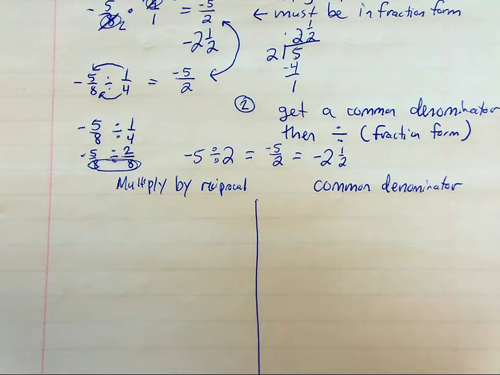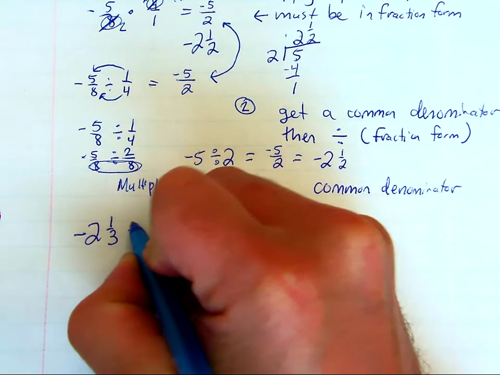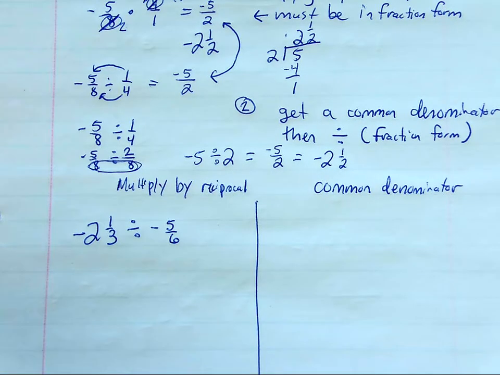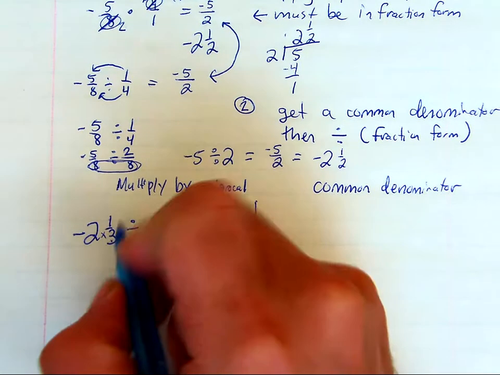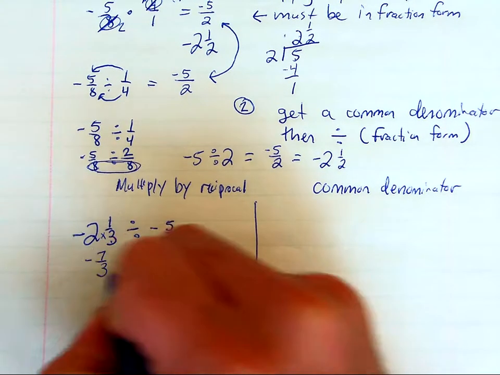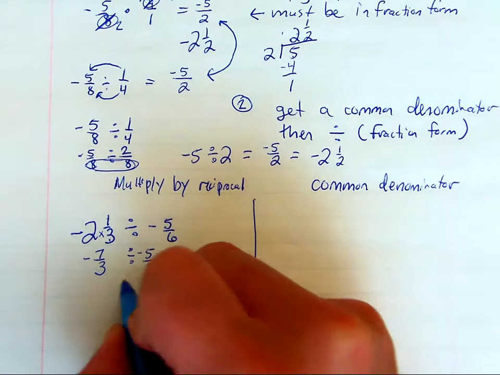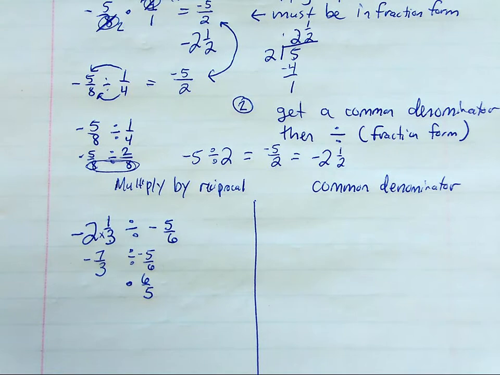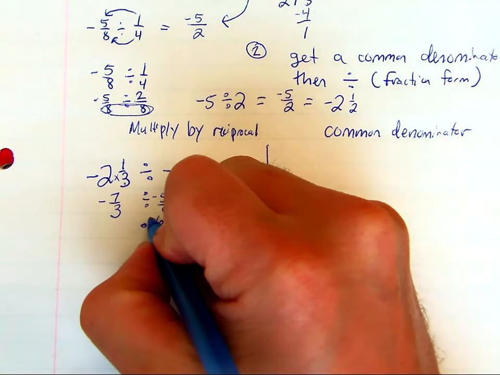Okay, so when we multiply the reciprocal, let's say we had negative 2 1/3 divided by negative 5/6. So again, fraction form first. That's 3 times 2 is 6, plus 1 is negative 7/3, divided by negative 5/6, where I want to multiply it by its reciprocal. So that's, again, the flipped version is the reciprocal. And it's a negative number.